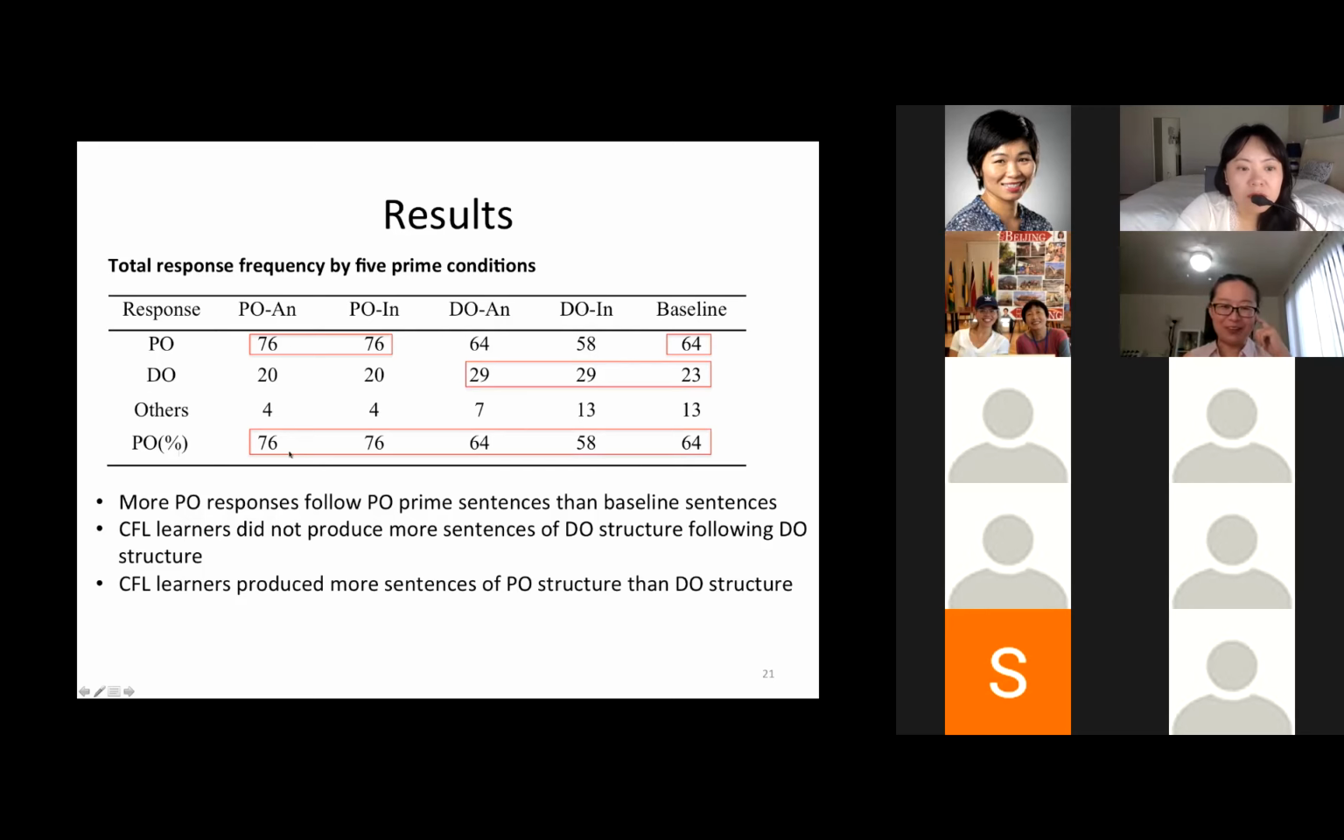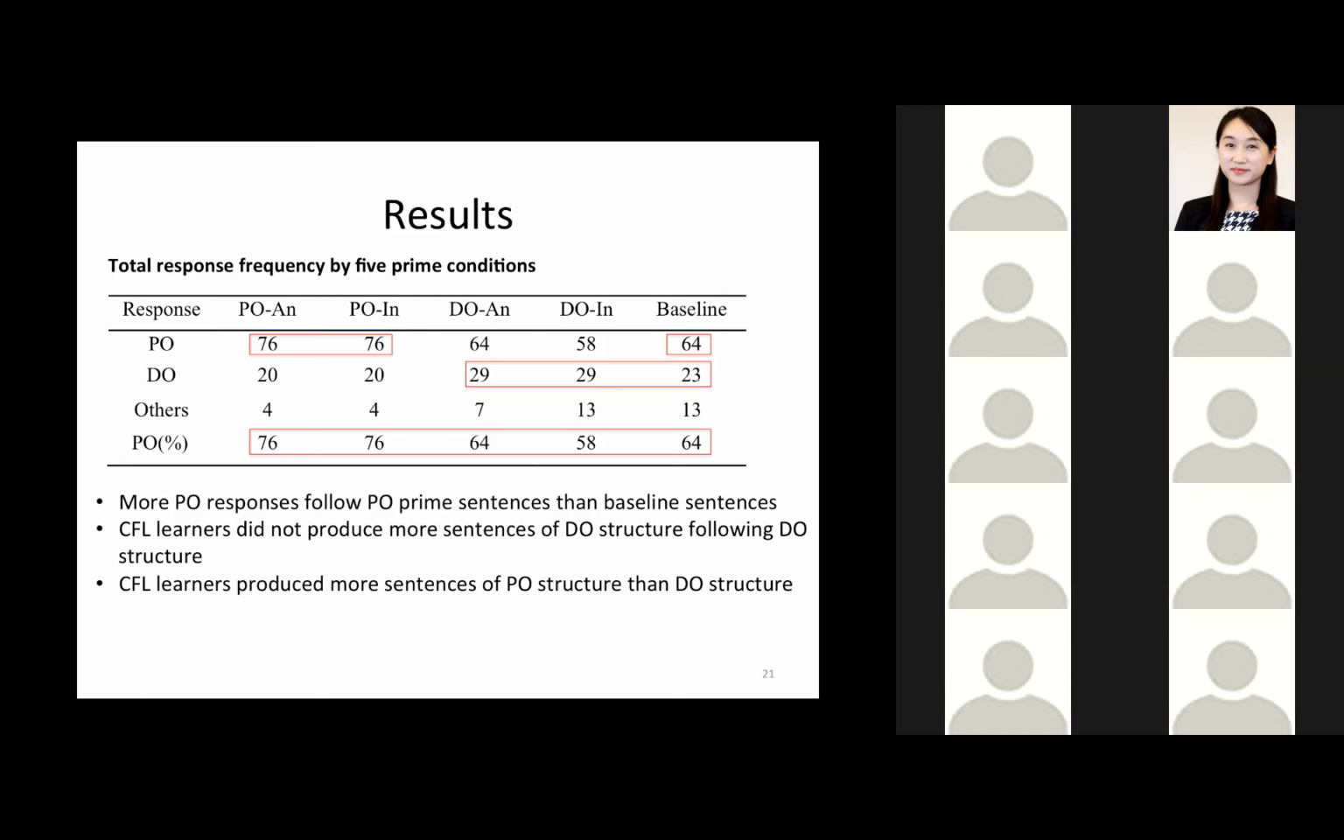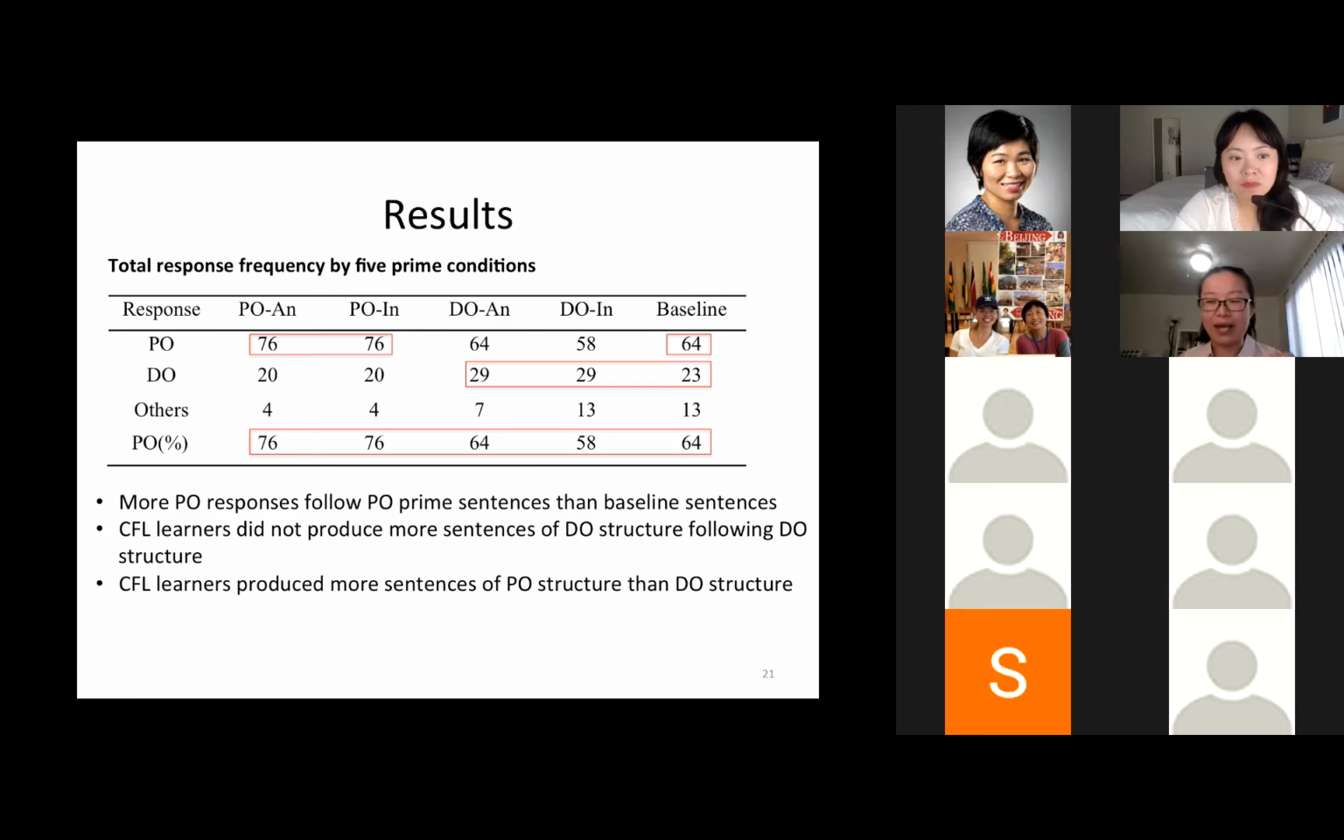Let's review the total responses of this study. We have 20 sets of test trials and 25 participants. That means there are 500 sentences we analyzed, and we have 5 conditions. So under each condition, the number is 100.